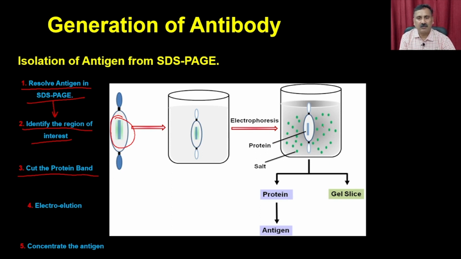And then you are going to perform the electrophoresis, and as a result the protein band is going to be electroeluted from this acrylamide block, and it will come into the dialysis bag. Then you can concentrate the antigen and use this antigen for the injections into the animal. But you cannot inject the antigen as such.